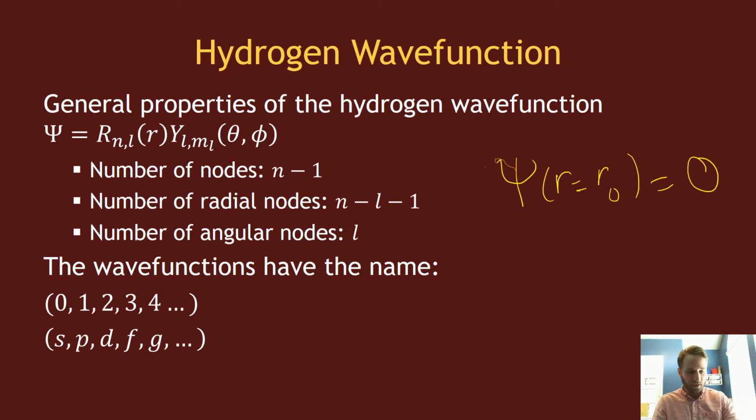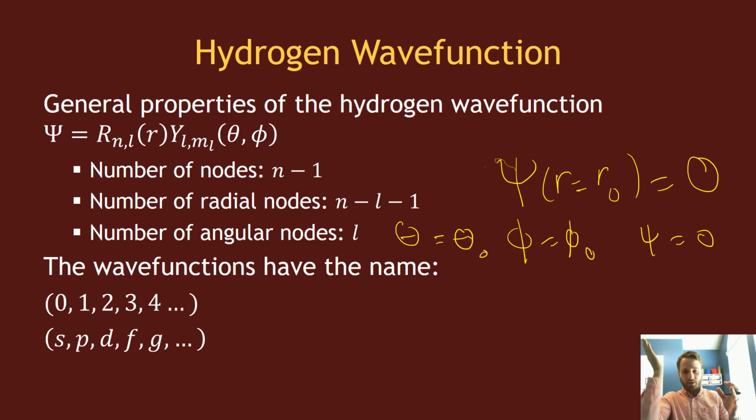For your angular nodes, that is when some value of theta is theta naught, or phi equals phi naught. For some values of theta or phi, your wave function equals 0. And for angular nodes, those are going to look more like planes in space, some two-dimensional planes, some slice through space. Take a knife and slice it through space, and that will give you your angular nodes.